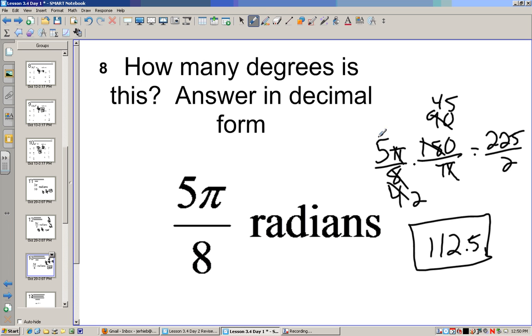Now another way, after doing these a few times using this conversion, you'll see that the pi always cancels out and you multiply by 180. So if you just think of this pi equaling 180 degrees and substitute that in, you can just do 5 times 180 divided by 8, and that'll give you the answer.